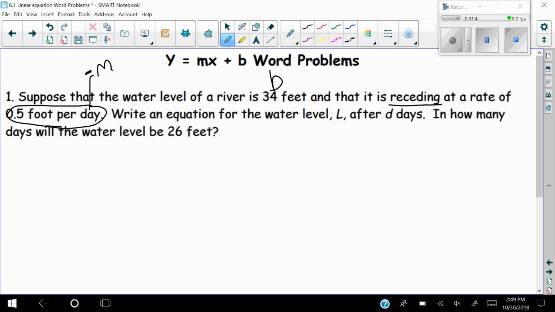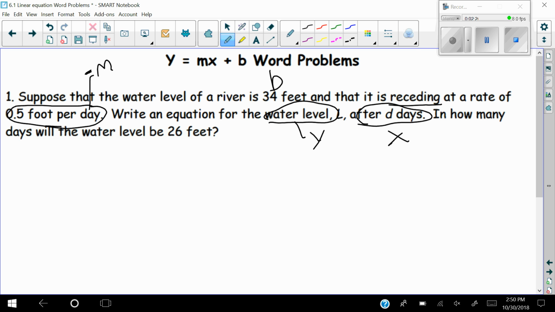X is going to represent the independent and Y is going to represent the dependent. It's probably easier to figure out the dependent first. So the dependent means what is being changed, what is depending on something else. Where it says write an equation for the water level after D days, the water level comes after the days. So the days has to happen first, meaning that the water level is dependent on the days. So our water level here is going to be our Y, and D days is going to be our X.